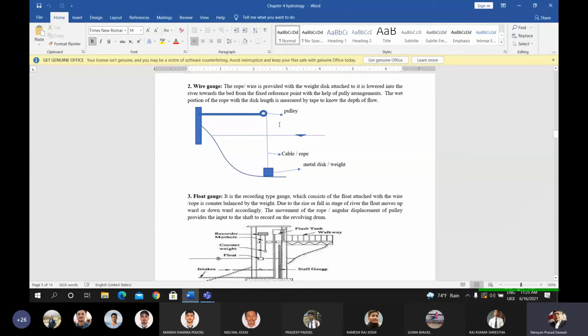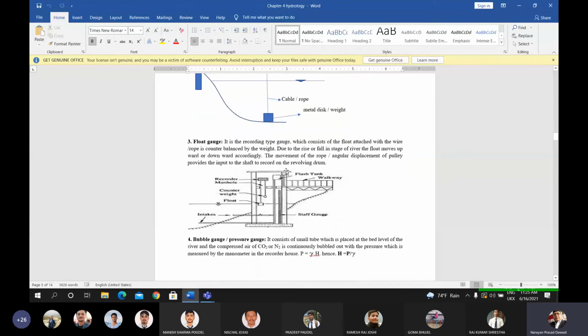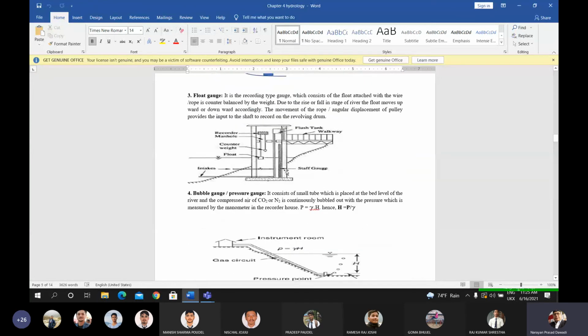Okay, you can see here the wire gauge, and now the float gauge. The float gauge is an automatic type of recording of the depth of flow. It is provided with a sink well near the river side, so that the float gauge is installed inside the sink well, and so that it may not be disturbed by the flood wave of the river.